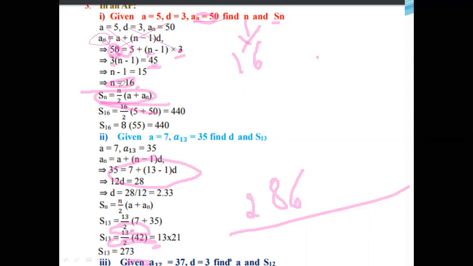Here S16, total number of terms, how many terms are there? 16. S16 is equal to 16 by 2 into 5 plus 50. By solving this, 50 plus 5 is 55. In the next step, S16 is equal to 8 into 55. 16 divided by 2 means 8. 8 into 55 is 440. Very simple one.